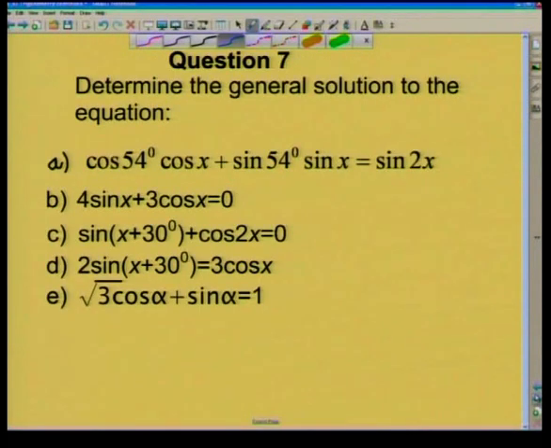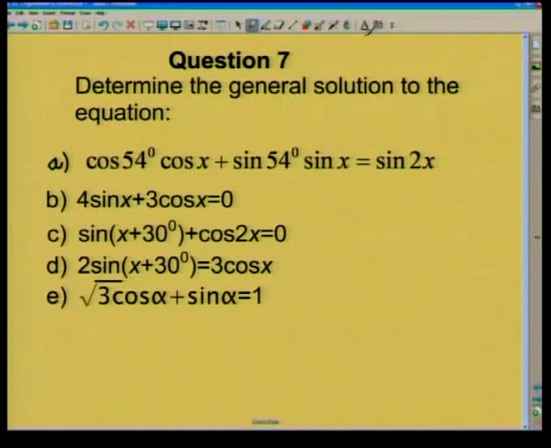Right, over here, it says determine the general solution to the equation, and there are 5 of them there. Now, what I'm going to do is go through each one, and each one has a certain kind of personality. And if you know what that personality is, you're never going to have problems with this section.